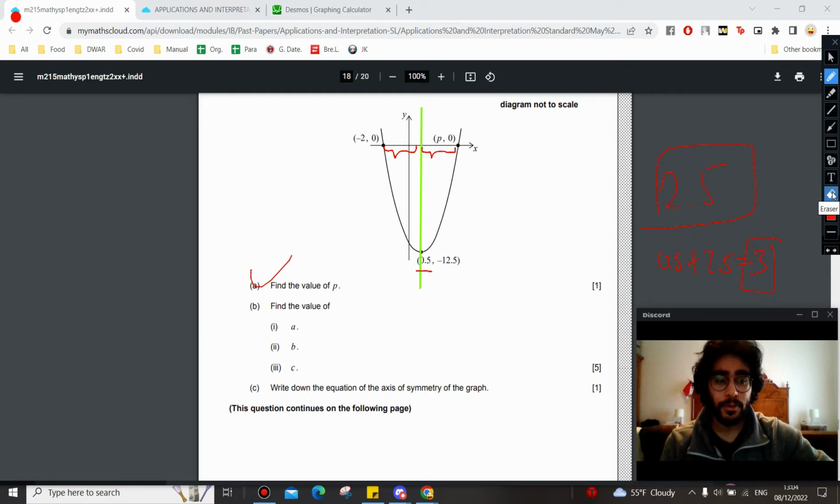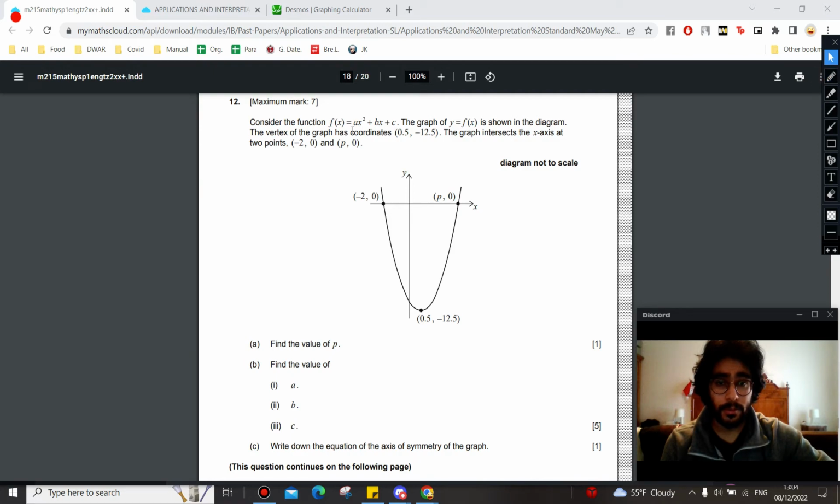Well, this one requires you to write down some equations. So let's do it. We have the equation for the function, ax squared plus bx plus c. I will plug in these points. If I plug in -2 instead of x, I will have 4a minus 2b plus c equals 0 because the y coordinate is 0. If I plug in 3, which is my p value I found in part A, I will have 9a plus 3b plus c, which will be equal to 0 again.